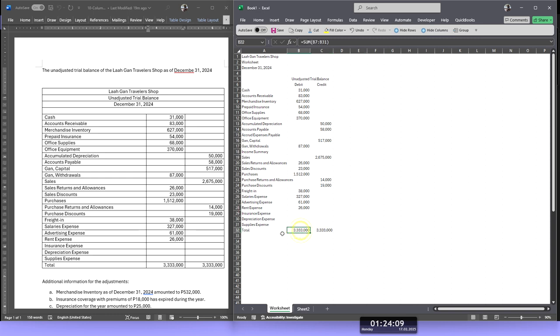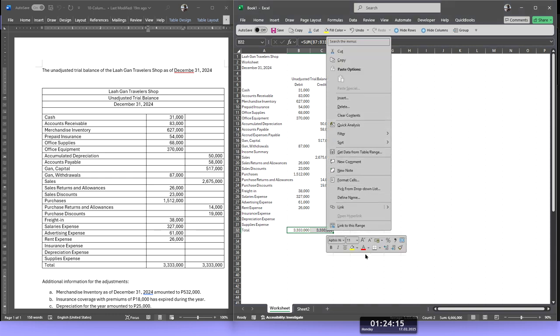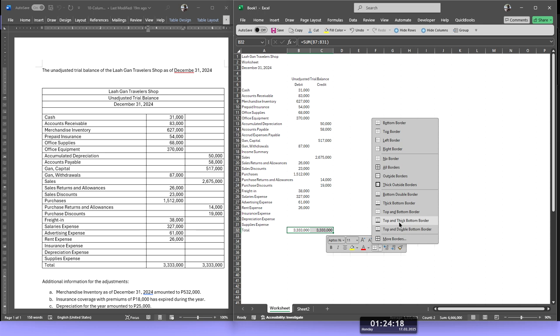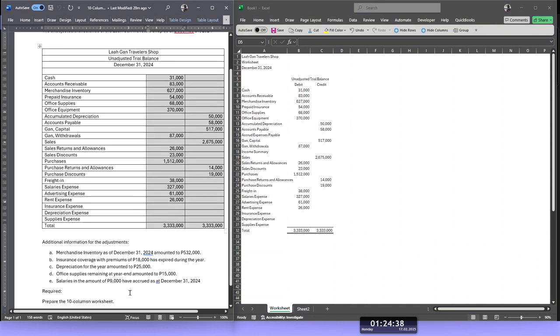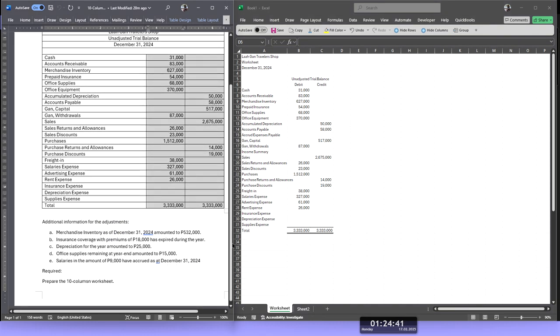And then probably there should be a footing here, double footing, one top and double bottom border. And then okay, so this is the initial stage of the preparation of the 10 columns worksheet. The next step is to journalize the adjusting entries in the worksheet. Usually it is written in the worksheet to assist the posting of the adjusting entry to the worksheet.